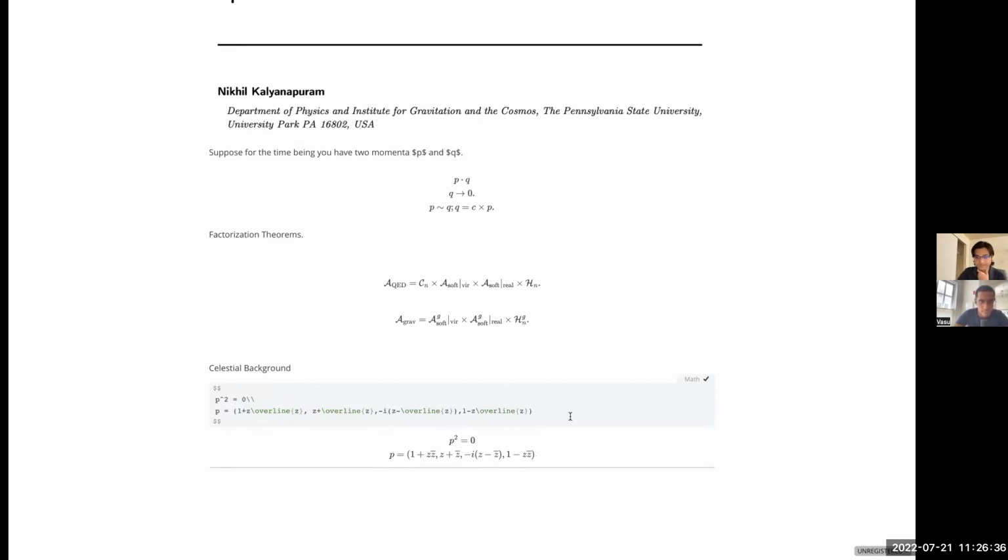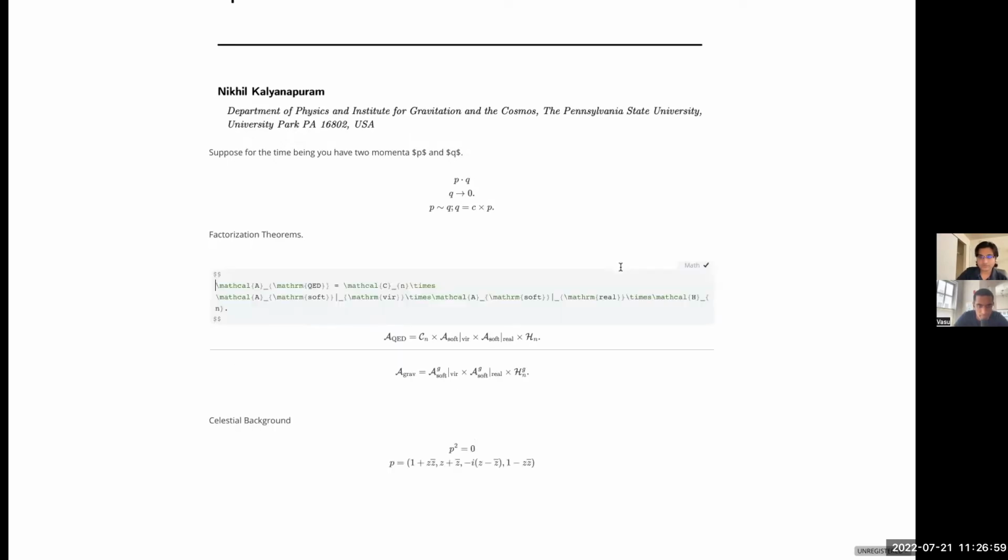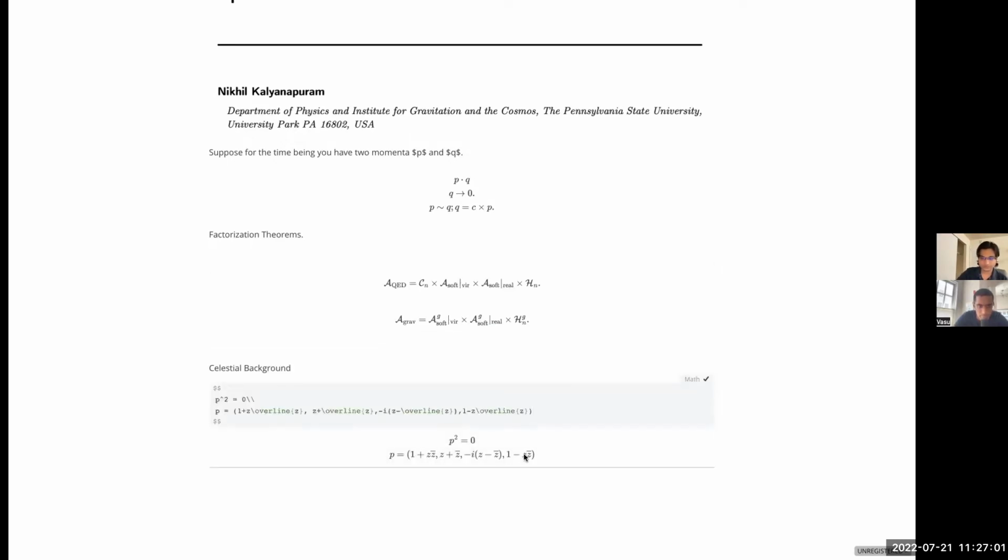Okay, so this looks like a mouthful, but there are just 2 variables, z and the conjugate of z. Now, the conjugate is formal. For complex momenta, the 2 variables are independent. They don't necessarily have to be complex conjugates of one another, but they do have to be complex conjugates of one another for real momentum.